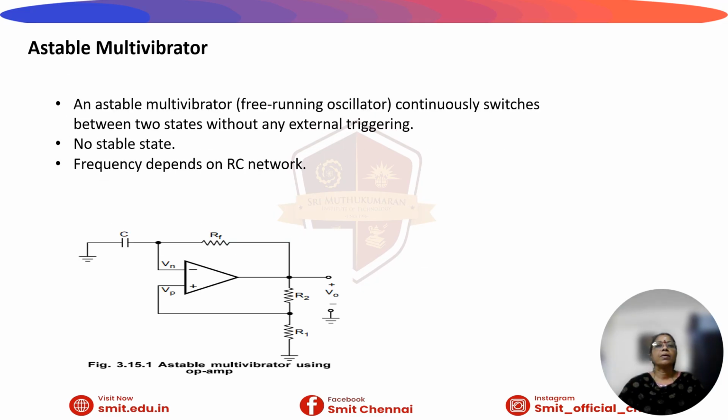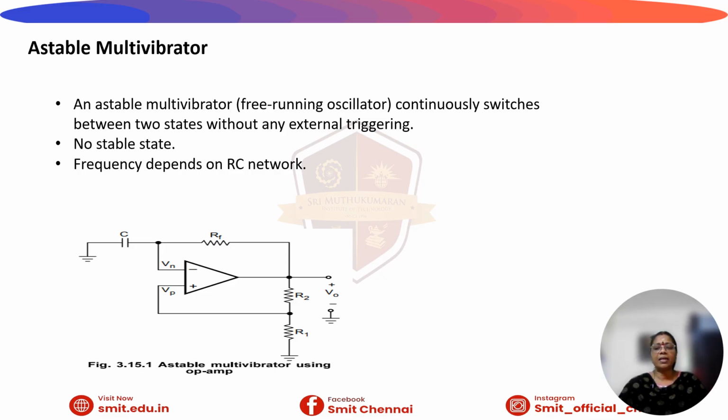The principle of astable multivibrator: it continuously switches between two states without any external triggering. It has no stable state. The circuit diagram is shown as in this slide. It consists of an op-amp with a positive feedback, and in the negative feedback you have the passive components RF and C, which determines the frequency of oscillation of the output of the square wave.